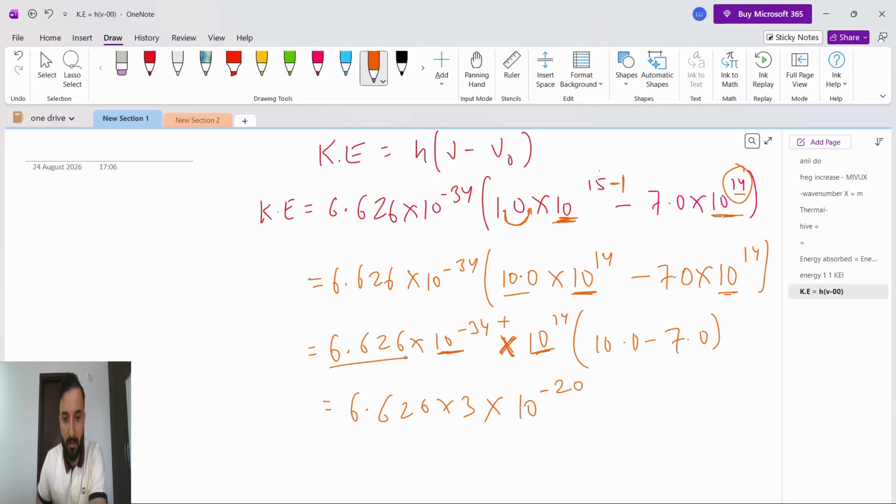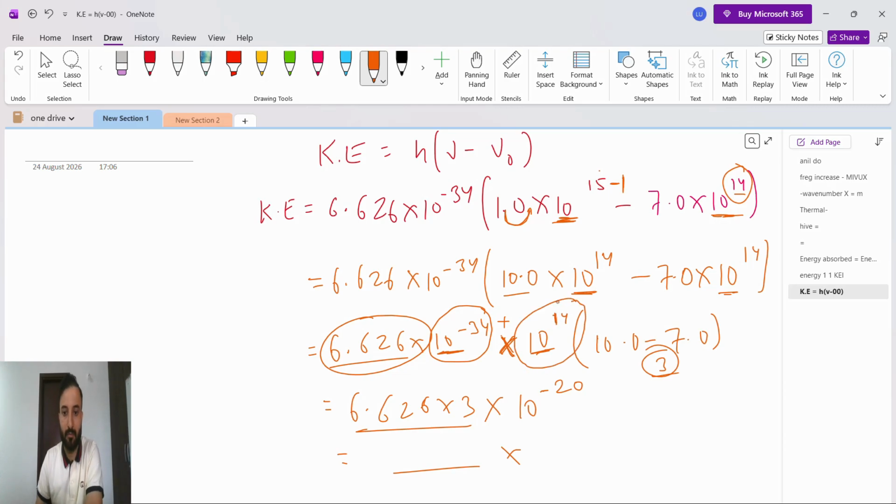This will become 3, so the number 6.626 will multiply with 3. You multiply with the calculator and you will get some number into 10 to the power of minus 34 into 10 to the power of 14. When bases are the same and it is multiplication, the powers get added. So 10 to the power of minus 34 plus 14, how much is that? 10 to the power of minus 20. So like this you will get the answer.